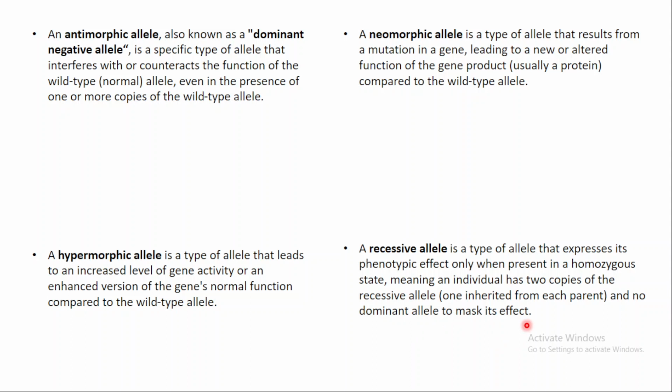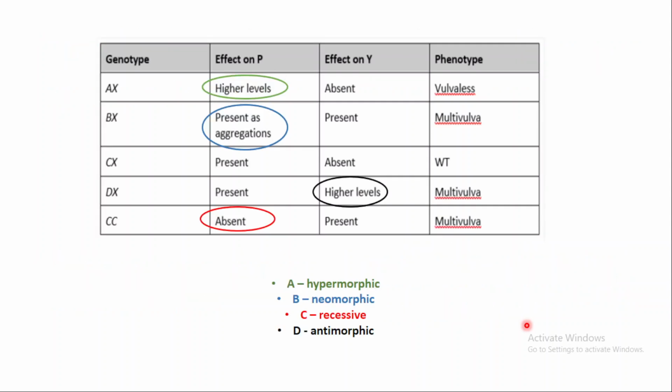In presence of a dominant allele, a recessive allele will not express itself. Only in a homozygous condition can a recessive allele express itself. So these are the four different definitions that we encountered in the match the following. Now let us understand the match the following here.